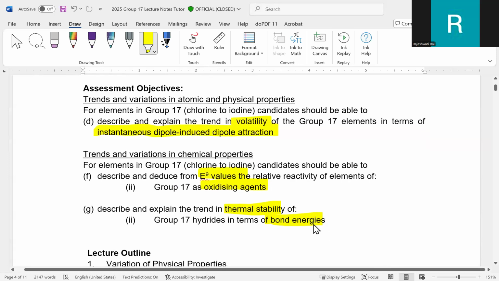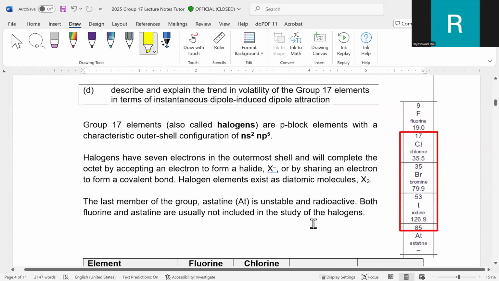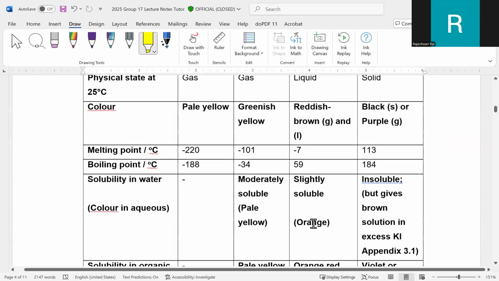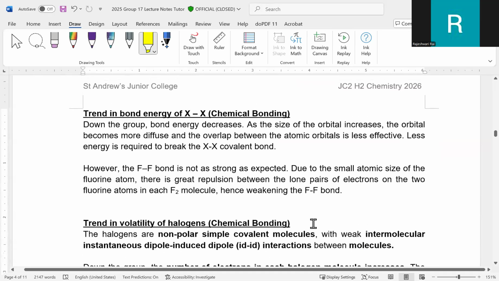So also a very short chapter. A lot of these ideas are very similar to what you have learned before. So I'm going to go straight into the quick recap of what you should know from chemical bonding. So the trend in bond energy of XX.